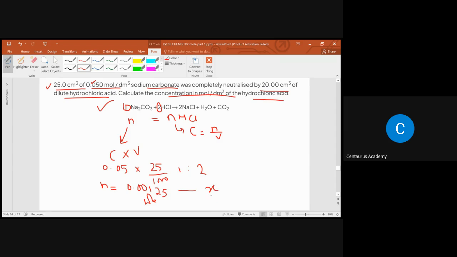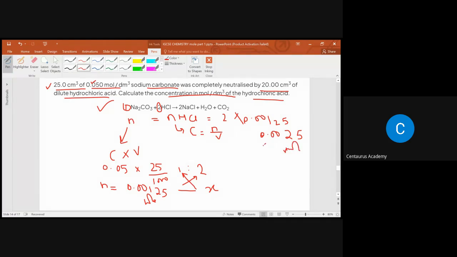We're going to put an X here, okay? Place an X here and then cross multiply this. So this means 2 times 0.00125 will give you the amount of moles of hydrochloric acid. So it is 2 times 0.00125, which is going to be 0.0025. So 0.0025 are the actual number of moles of hydrochloric acid which have reacted with sodium carbonate.